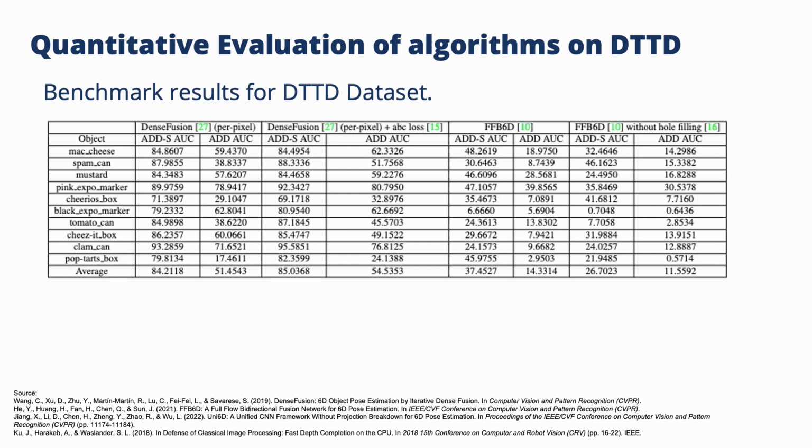DenseFusion achieves an average score of 84 ADD-S AUC and 51 ADD AUC. DenseFusion with ABC loss has better performance over DenseFusion on most of the objects. FFP60 achieves an average score of 37 ADD-S AUC and 14 ADD AUC. FFP60 without the whole fielding algorithm has average scores of 26 ADD-S AUC and 11 ADD AUC.